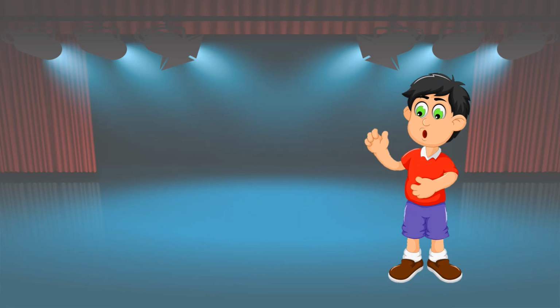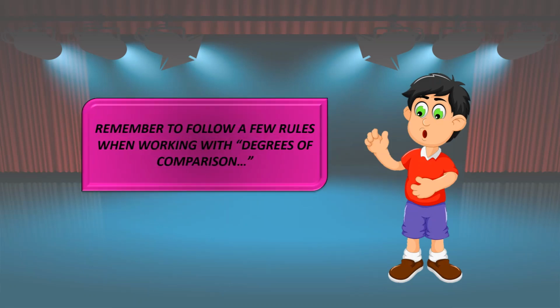So we know that basically degrees of comparison deals with adjectives, and there are three main degrees of comparison, namely the positive, the comparative and the superlative degrees. But when we talk about degrees of comparison, there are a few rules which we need to remember before we use them in our sentences. So students, remember to follow a few rules whenever you are working with degrees of comparison. So let us start with each rule.